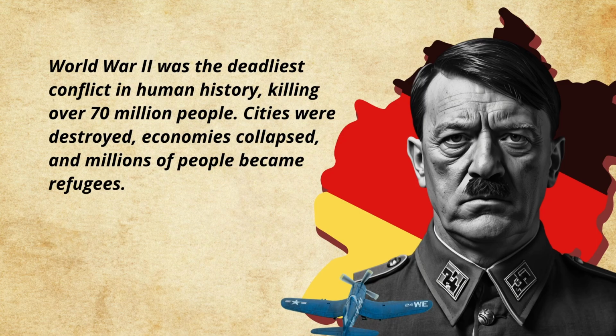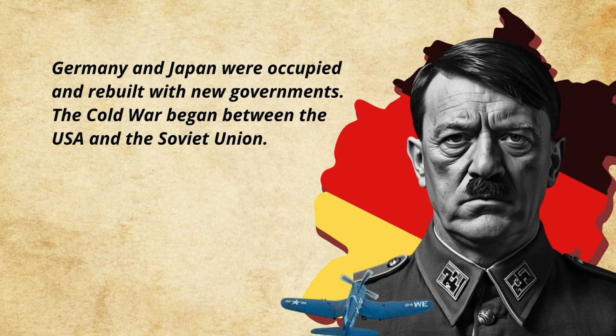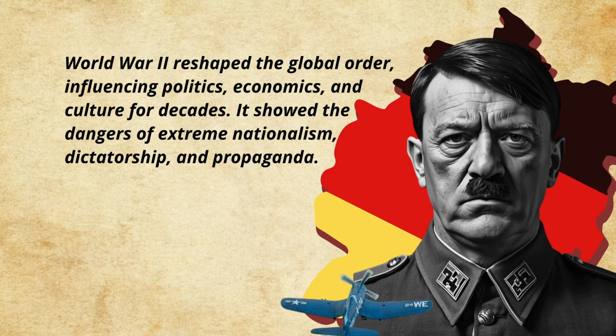World War II was the deadliest conflict in human history, killing over 70 million people. Cities were destroyed, economies collapsed, and millions of people became refugees. The war also led to major political changes. The United Nations was formed to prevent future conflicts. Germany and Japan were occupied and rebuilt with new governments. The Cold War began between the USA and the Soviet Union. World War II reshaped the global order, influencing politics, economics, and culture for decades.